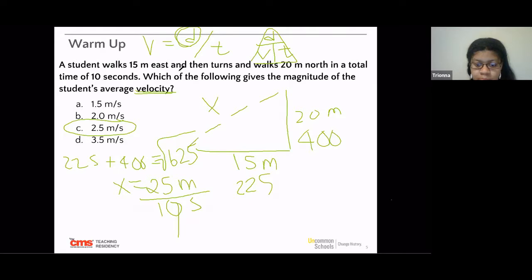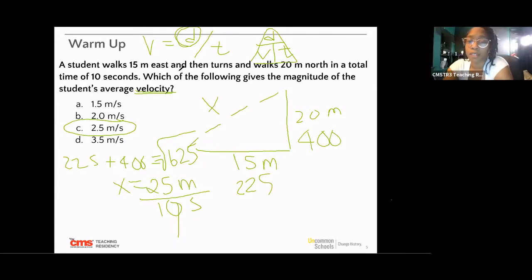Questions on this one? Sure. So Sam, the distance is your total journey, right? So in this one, if it asked you about the distance, you would just need to add the two numbers together. That's when you would have 35. So the total distance is 20 plus 15.